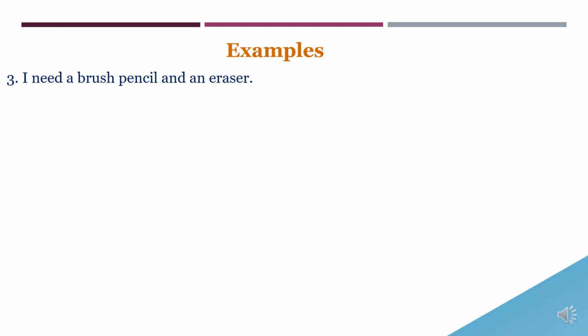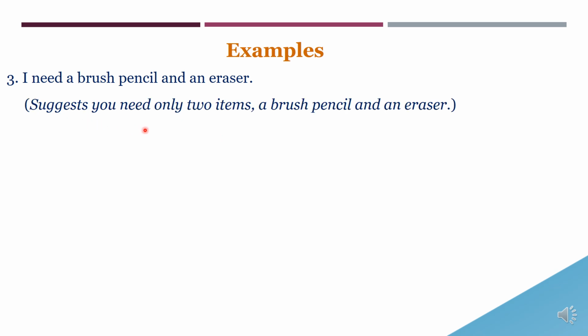Next example. I need a brush pencil and an eraser. Now, what does this sentence suggest? It suggests you need only two items, a brush pencil and an eraser. Now, add a comma after brush to the same sentence.